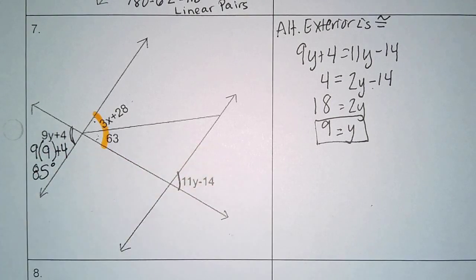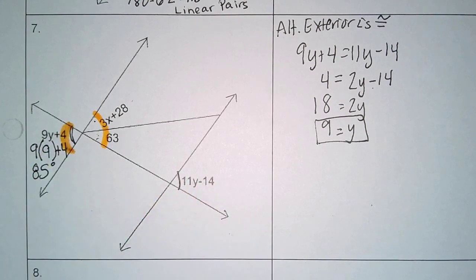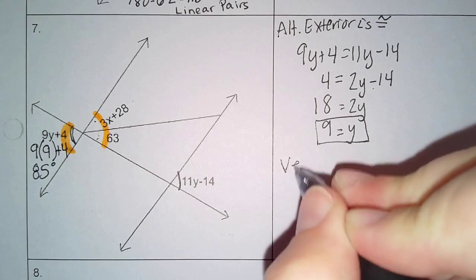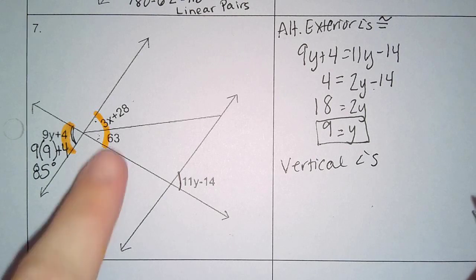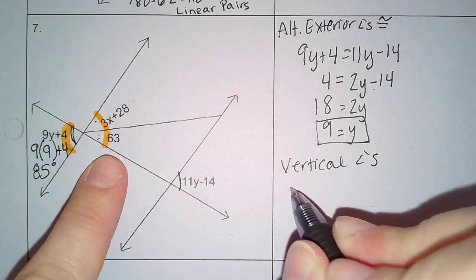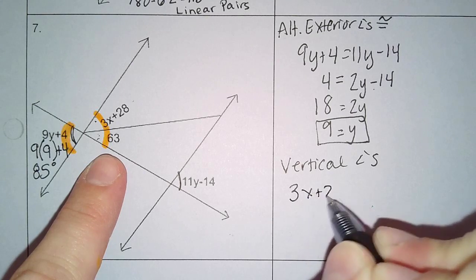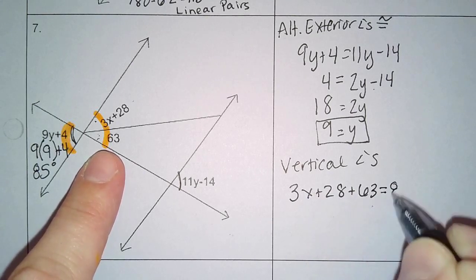They were vertical. Yeah, so here, both my orange angles, those are vertical angles. So now I'm going to say through vertical angles, these two things make up 85 degrees. So I'm going to add them together. 3x plus 28 plus that 63 degrees equals 85 degrees.